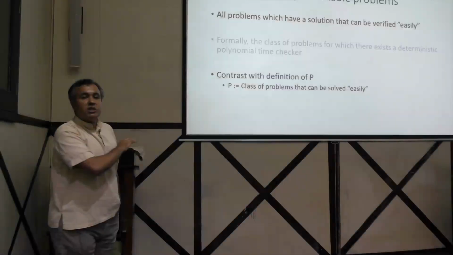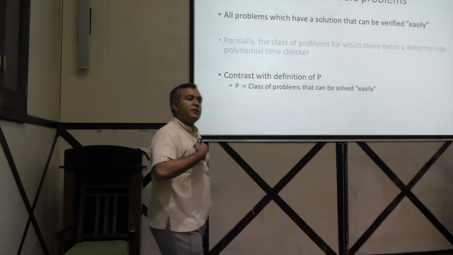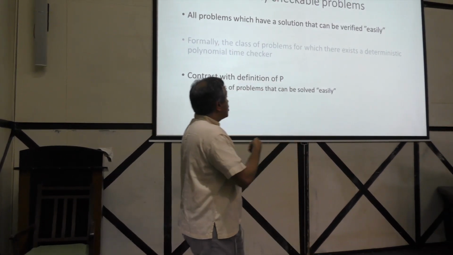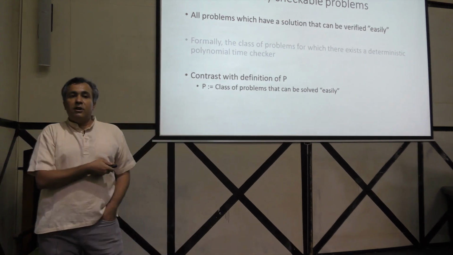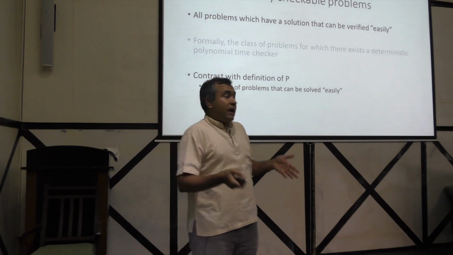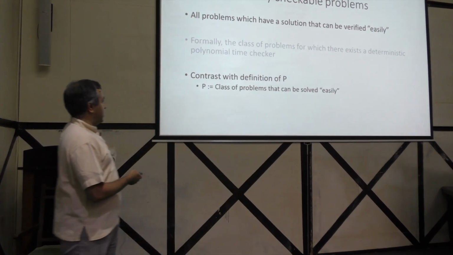P was the class of problems which I know how to solve. NP is the class of problems for which I don't know how to solve it, but if somebody solves it, they can convince me that they have solved it correctly. It's not like somebody says I have solved it and you don't know how to believe. They can actually prove to you that they have solved it correctly.